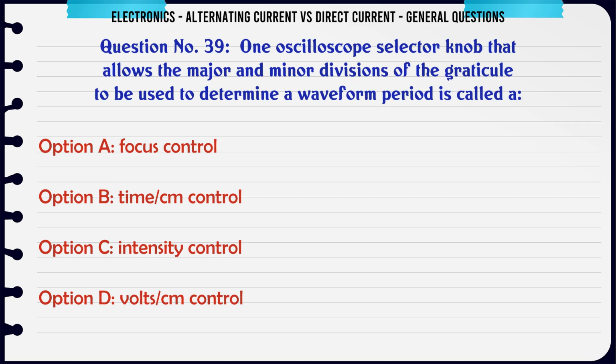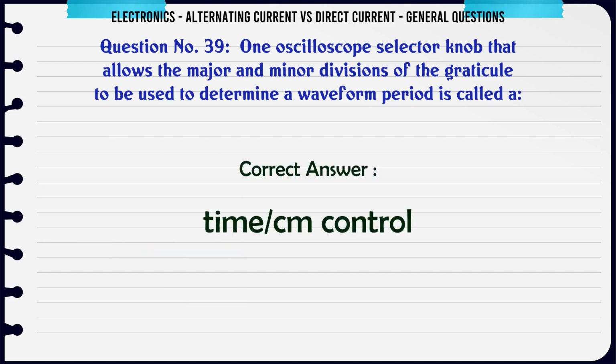One oscilloscope selector knob that allows the major and minor divisions of the graticule to be used to determine a waveform period is called A. Focus control. B. Time cm control. C. Intensity control. D. Volts cm control. The correct answer is time cm control.